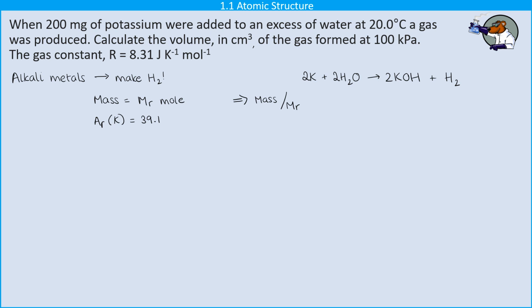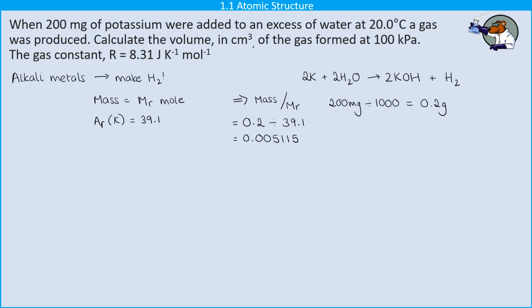Now, I say it's useful, I've been given the mass of this potassium, but actually I currently don't have it in a very useful format, so we need to do something about that. So those 200 milligrams, we're going to divide by 1,000 to get 0.2 grams. And then we're going to use our rearranged mass is Mr mole equation to do 0.2, that's the mass, divided by 39.1, that's the relative atomic mass, and that's going to give us 0.005115 moles of potassium.